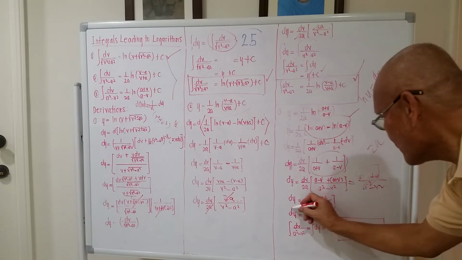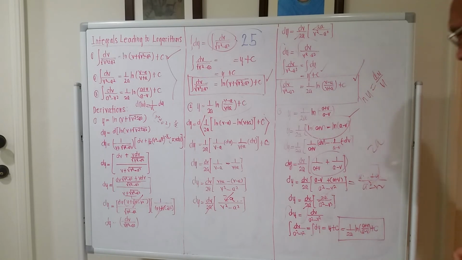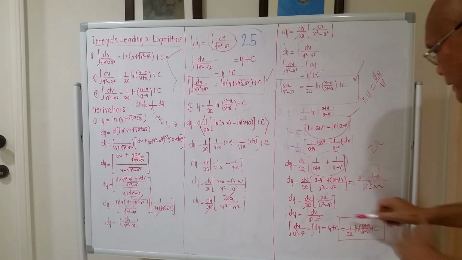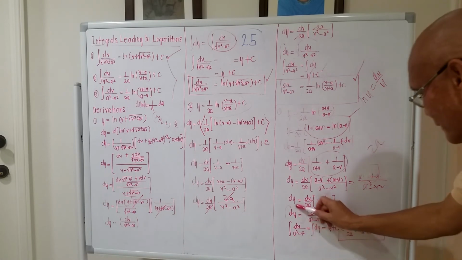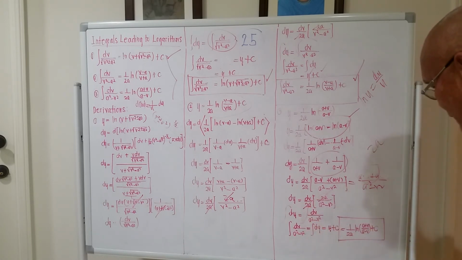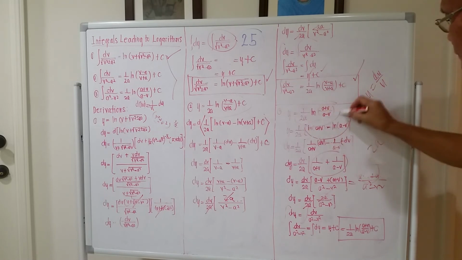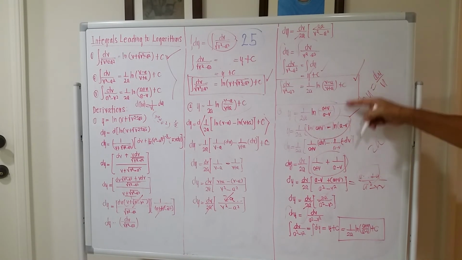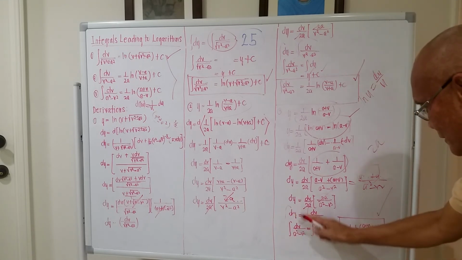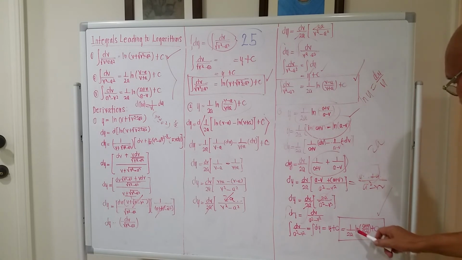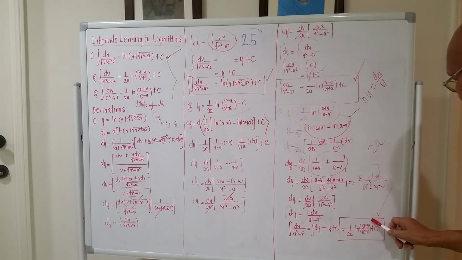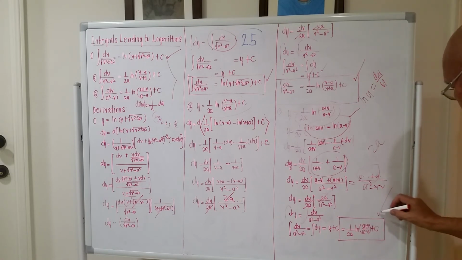Then take the integral of both sides. Okay? Then rearrange. We put this on the left, we put this on the right. The integral of dv over a square minus b square equal to the integral of dy. The integral of dy is y plus c. But what is y? Y is 1 over 2a, natural logarithm of a plus b over a minus b. So formula number 3, the integral of dv over a square minus b square equal to 1 over 2a, the natural logarithm, okay, of a plus b over a minus b plus c. That's formula number 3.